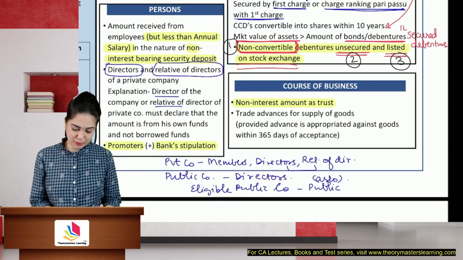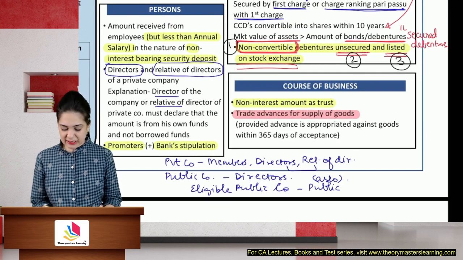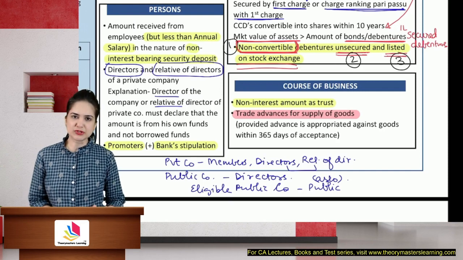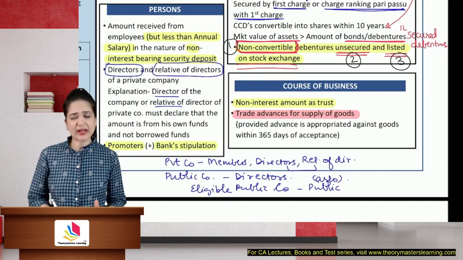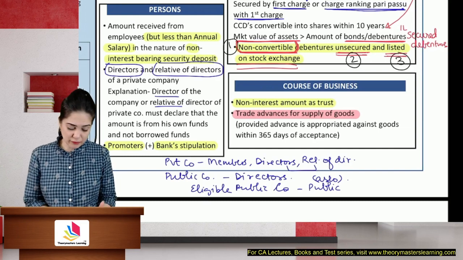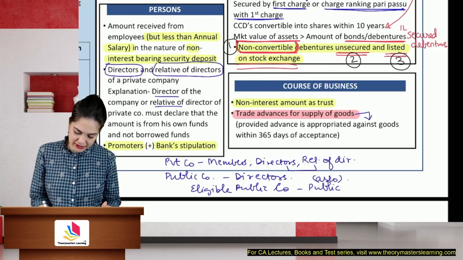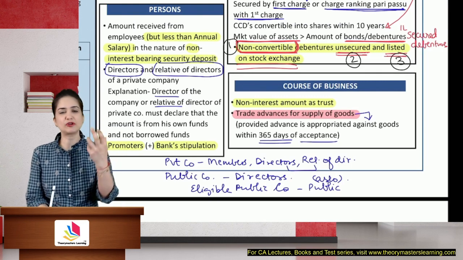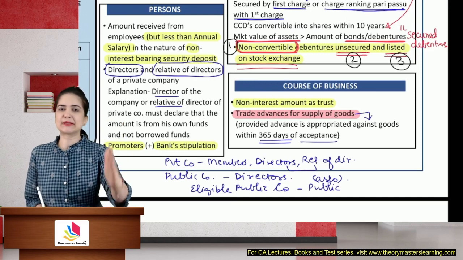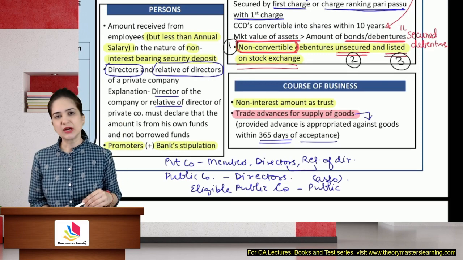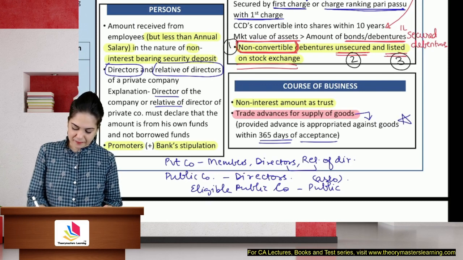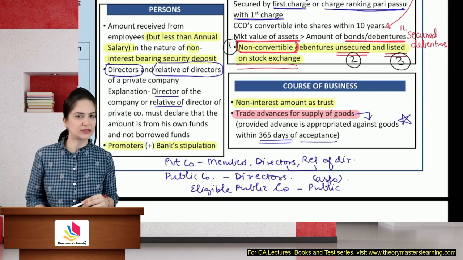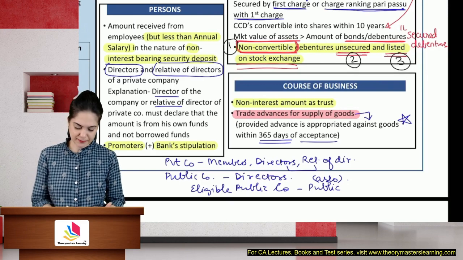Trade advances, yes, this is important. For exam, a question can be asked on this. Trade advances for supply of goods. You have received money for supplying of goods. You have received something in advance for supply of goods. That will not be considered as deposit, provided the advance is appropriated against the goods within 365 days of acceptance. It means that after you have received the deposit, you should actually supply goods within 365 days of receiving the deposit. Then it will not be considered as deposit. Otherwise, if there is a delay, then that amount which you have received as advance, that will be considered as deposit. It is important for case-based question.